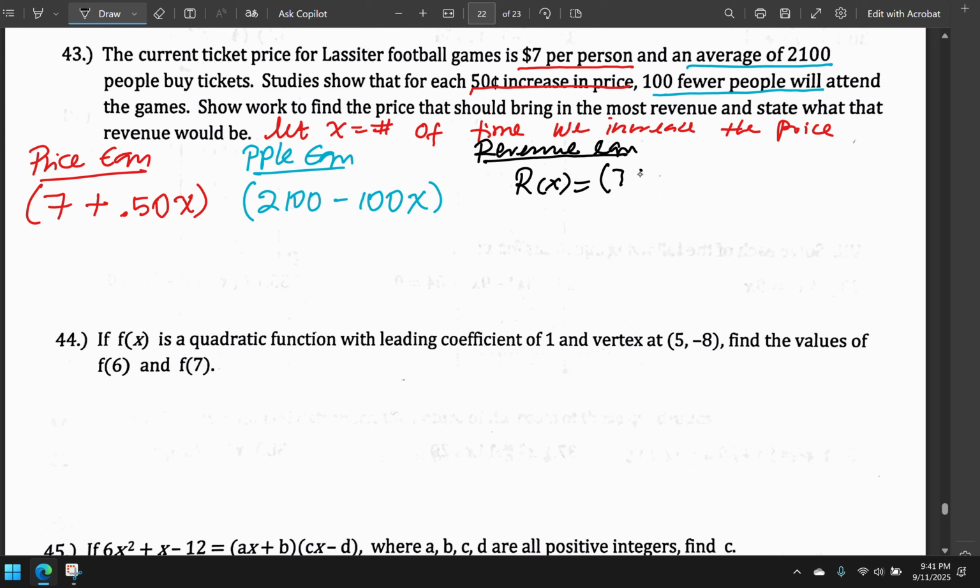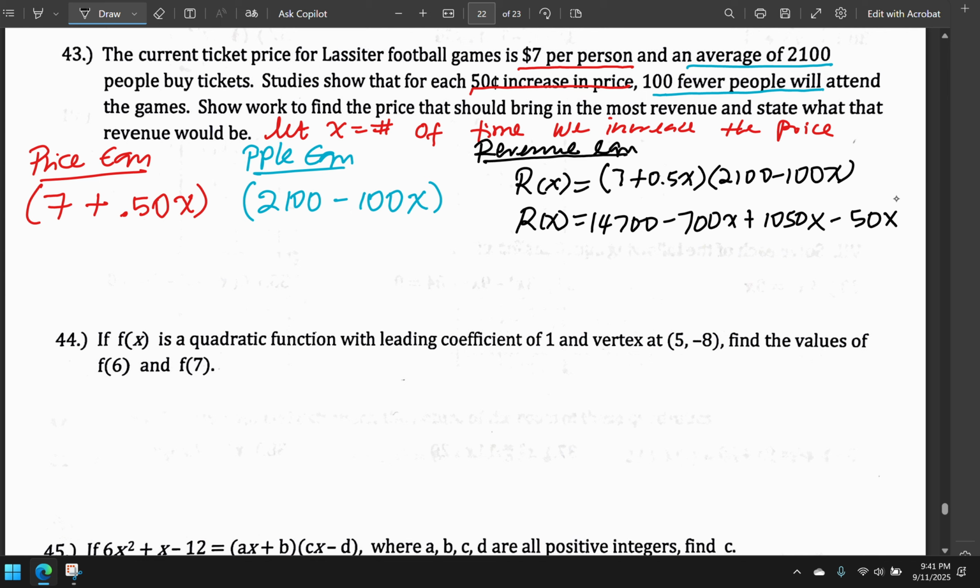So (7 + 0.5x)(2,100 − 100x). And you're going to FOIL this. I'm hoping you can FOIL this pretty quickly. 7 times 2,100 is 14,700. 7 times negative 100x is negative 700x. 0.5 times 2,100, so basically half of 2,100, is 1,050x. And then 0.5x times negative 100x is negative 50x squared.